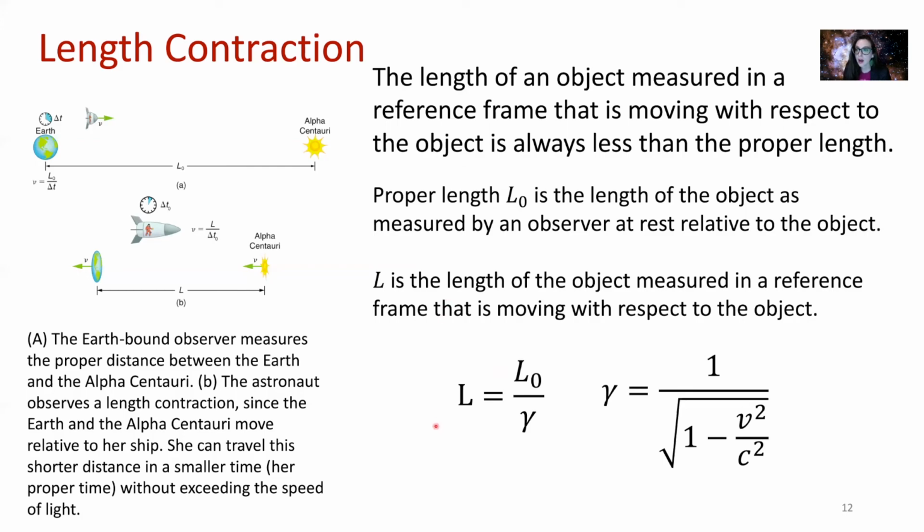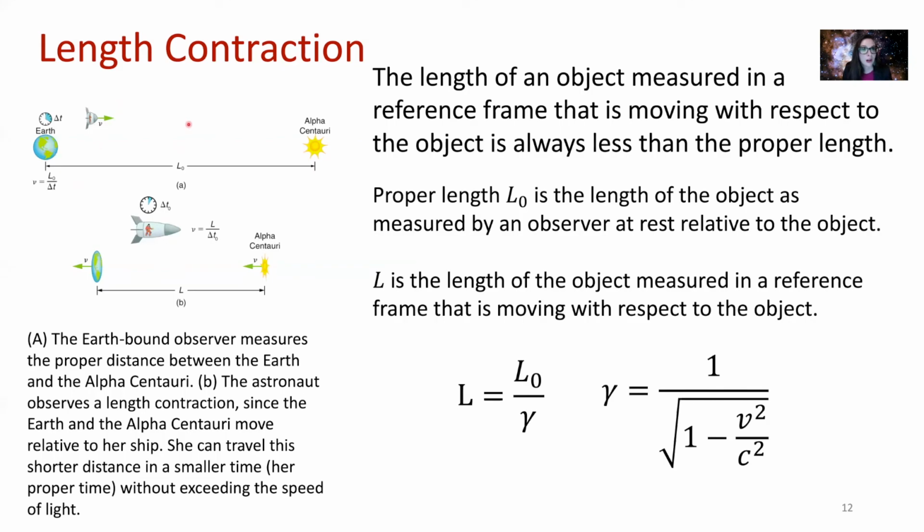And so we can represent how those two lengths are related with this equation here. The length of the object measured in the moving frame of reference equals the proper length of my object divided by gamma. So this time we're dividing by gamma instead of multiplying by gamma like we do with time dilation.